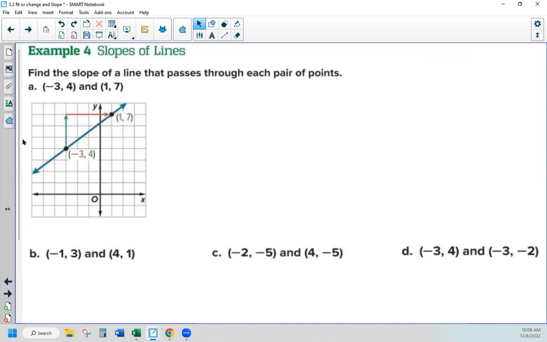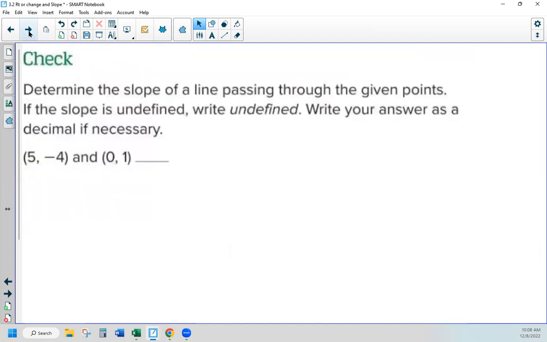On the other hand, you have B, C, and D, where the line is not given to you. The graph is not given to you. You are supposed to use the formula, okay? Try not to graph it. Avoid graphing it, okay?